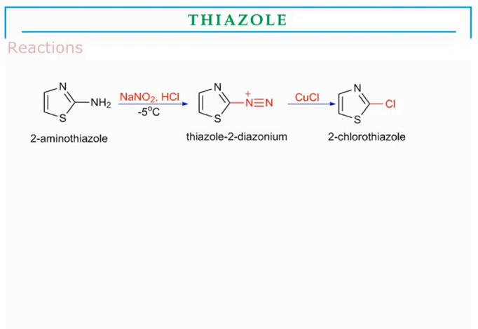Now you can see the other reactions. 2-amino thiazoles undergo reaction with NaNO2, HCl at -5 degrees Celsius, thiazole to diazonium, and further reaction with K plus chloride. It gave 2-chlorothiazole.